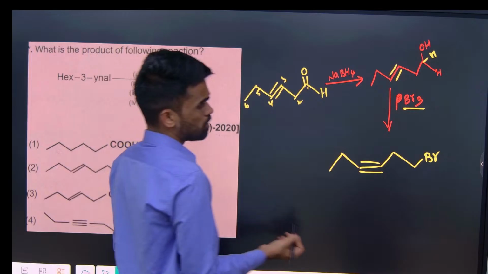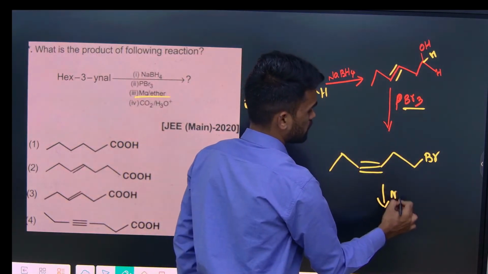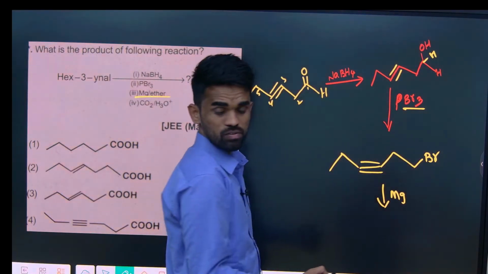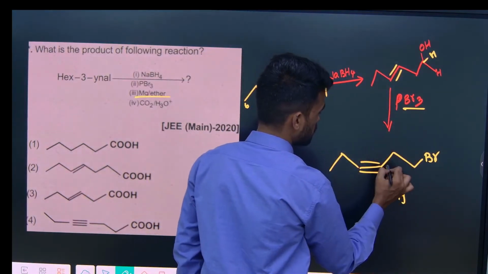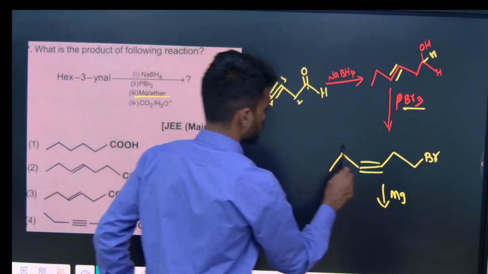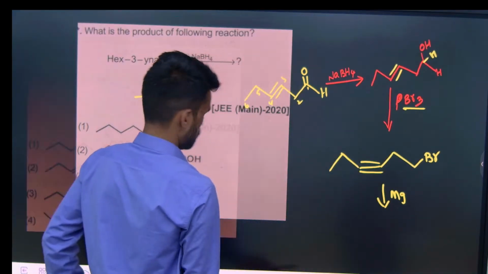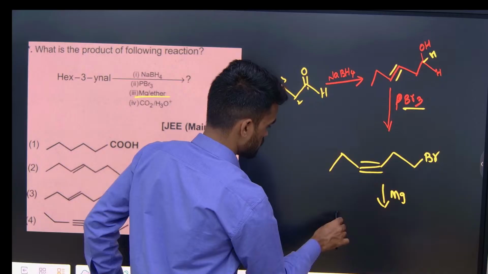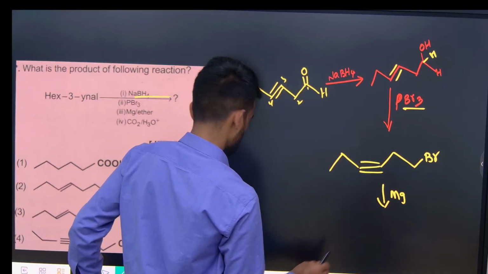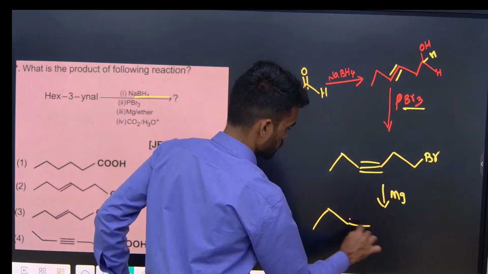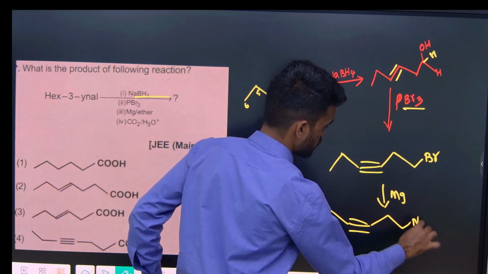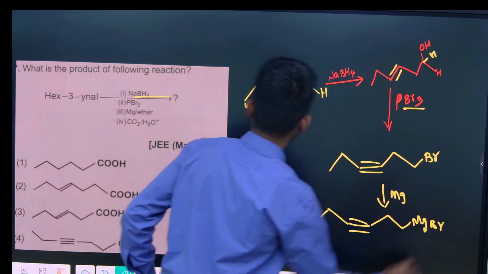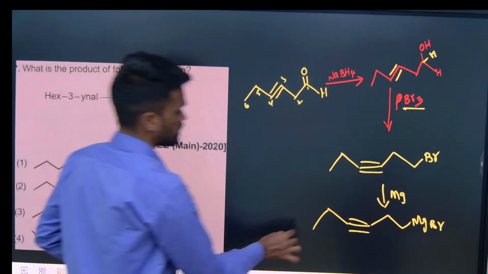Next it is treated with what? Magnesium. Now what happens when an alkyl halide is treated with Mg? It forms MgBr, like a Grignard reagent is formed. So simply I am writing the same product here. Okay. So here I should write MgBr. That's it. Okay. Next it is treated with CO2.